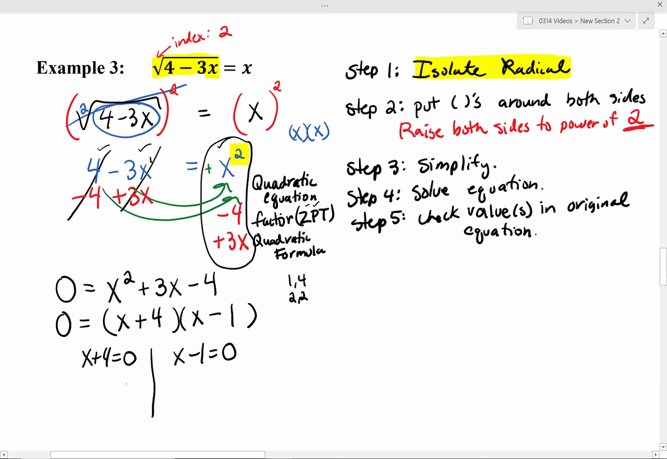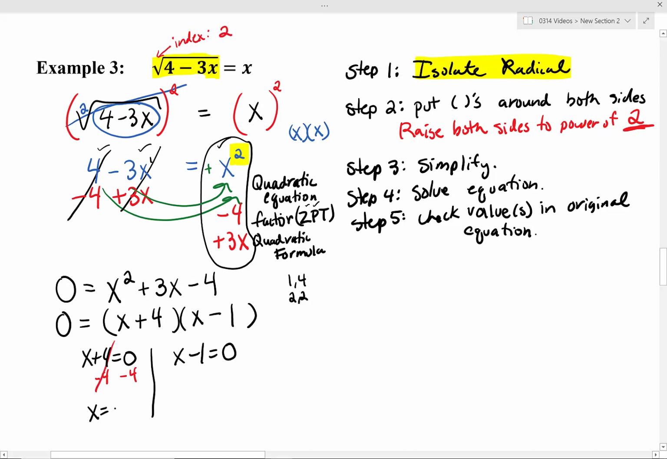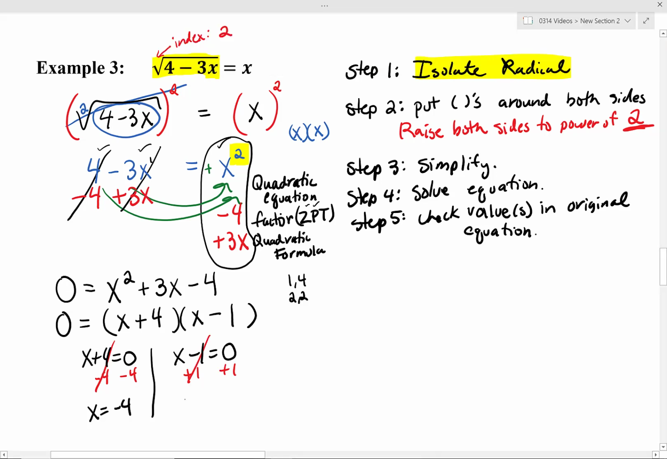And now we're going to solve each one of these little linear equations for x. So over here on the left-hand side, I have x plus 4 equals 0. I'm going to subtract 4 from both sides. I end up with x is equal to negative 4. On the right side, we have the equation x minus 1 equals 0. So I'm going to add 1 to both sides, and we get x is equal to positive 1.